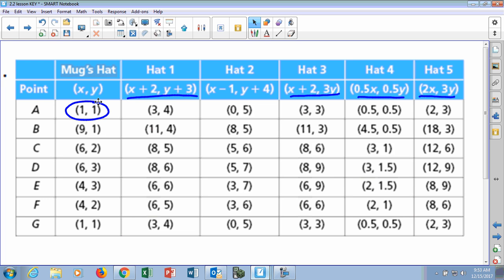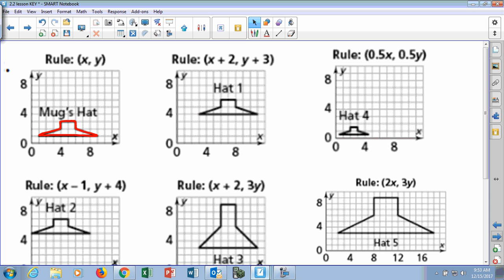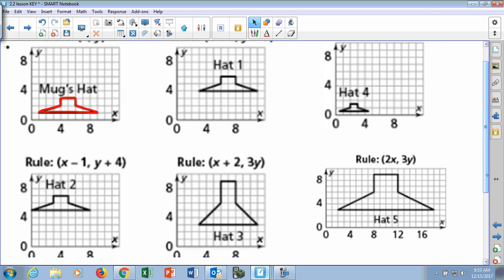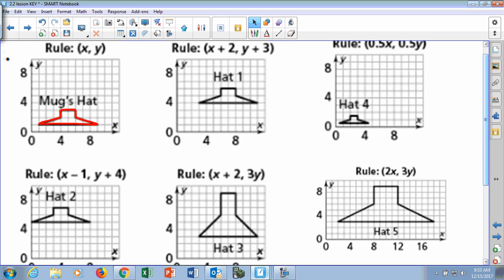So this is kind of what your graphs should look like. Something like that. Okay? With Mug's hat being the original. So if you look at the first rule, right? What do you see from Mug's hat to this one? It shifted which way? Right? His hat is here, so it kind of went right a little bit, right? And then it went up, right?